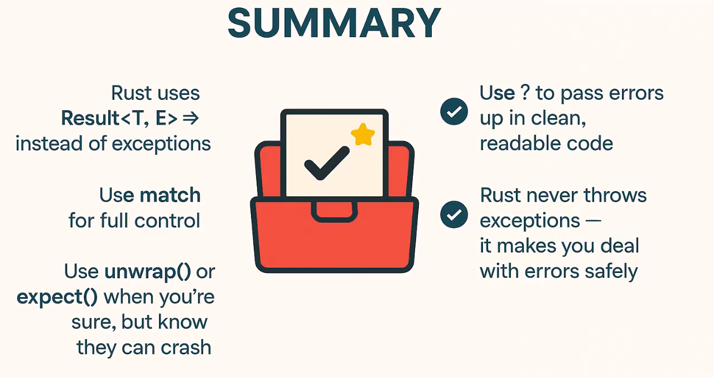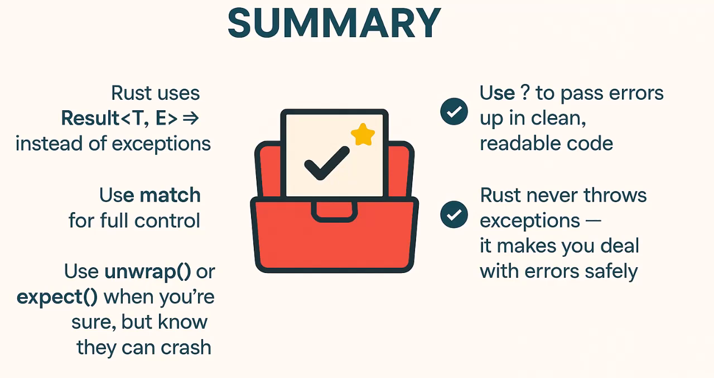All right, that brings us to the end of this section. So we learned here that Rust uses Result instead of exceptions, use match for full control, use unwrap or expect when you are sure, but while fully knowing that they can crash your program. Use the question mark to pass errors up in clean, readable code. Note: Rust never throws exceptions, it makes you deal with errors safely and early.